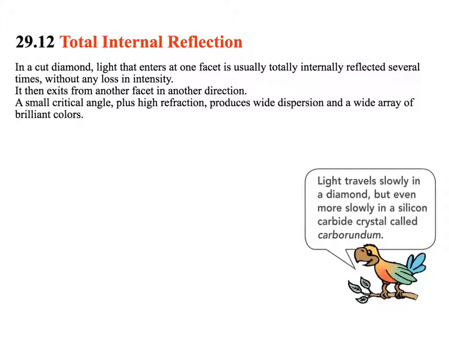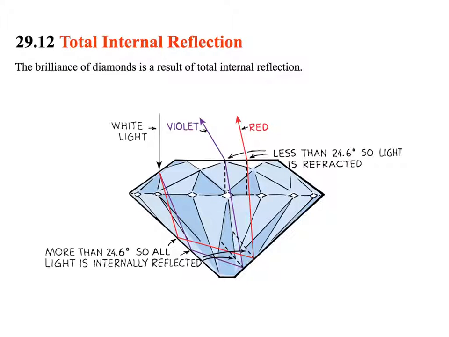In a cut diamond, the light that enters at one facet is usually totally internally reflected several times without any loss of intensity. It then exits from another facet in another direction. A small critical angle plus high refraction produces wide dispersion in a wide variety of brilliant colors. The brilliance of diamonds is a result of the total internal reflection. You'll see all these different colors reflecting out of a diamond because of the total internal reflection.